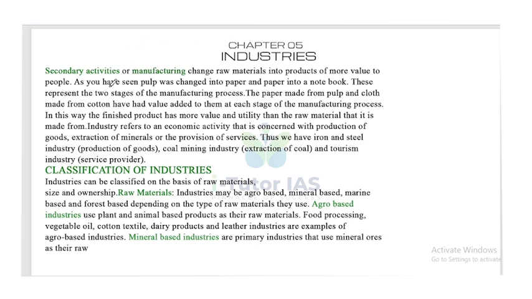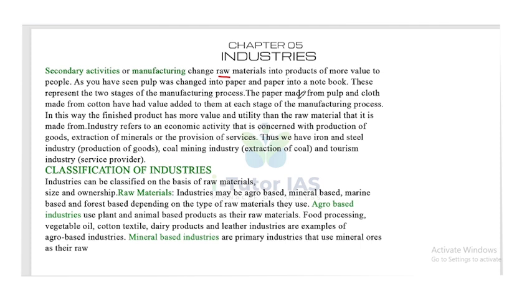Look at this. Secondary activities or manufacturing change raw materials into products of more value to the people. So what is secondary activity? They are the manufacturing sector and they change the raw material into products. So these products have more value. As you have seen, pulp was changed into paper and paper into a notebook. This represents the two stages of the manufacturing process.